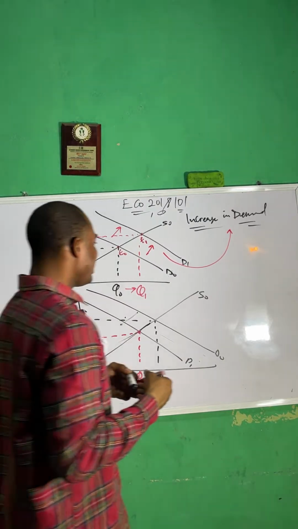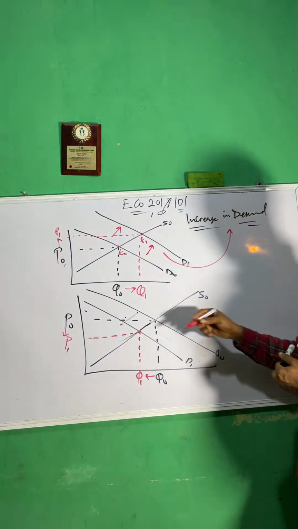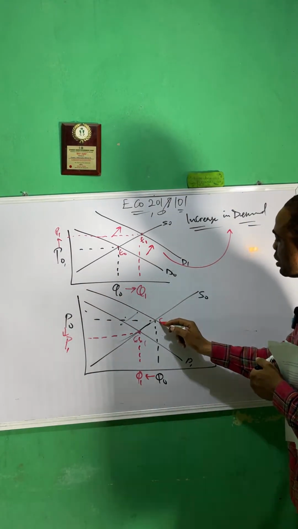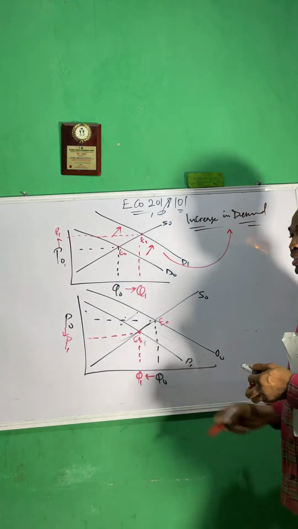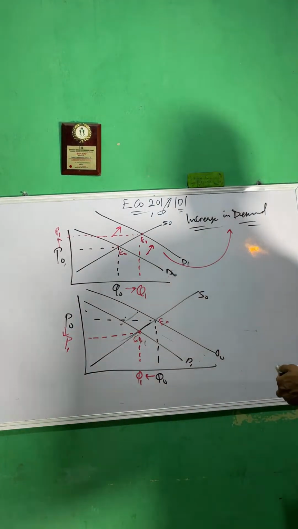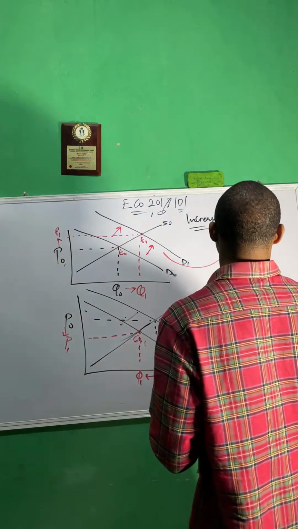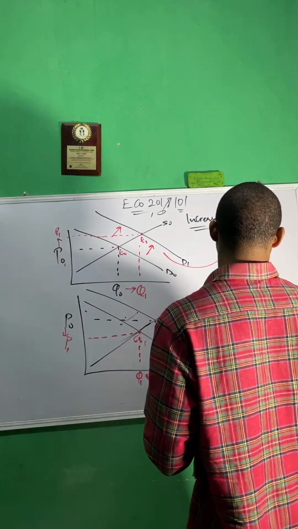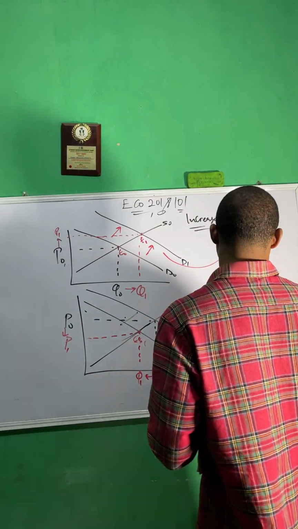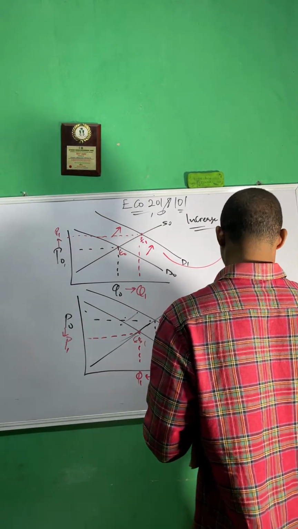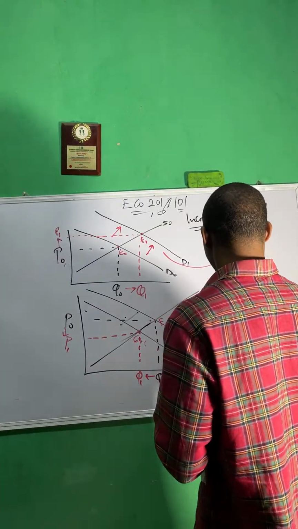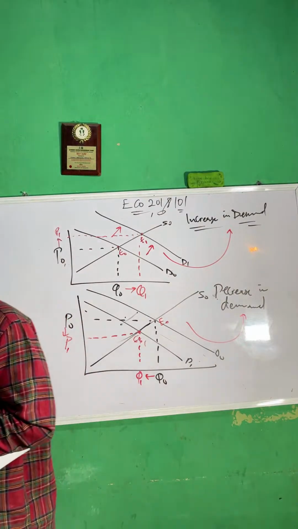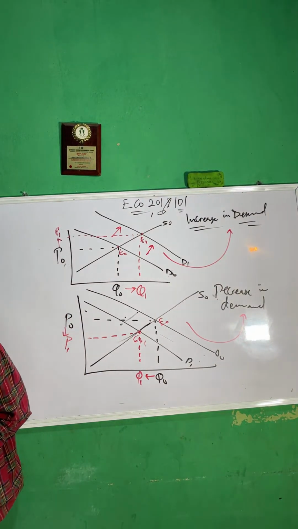This will be my initial demand point. What this situation is explaining to you is that there will be a decrease in price and a decrease in quantity. So this one is a decrease in demand where supply remains constant.